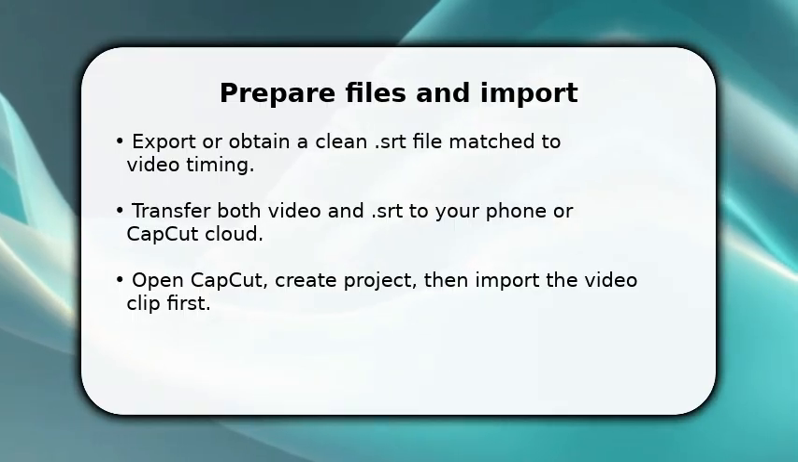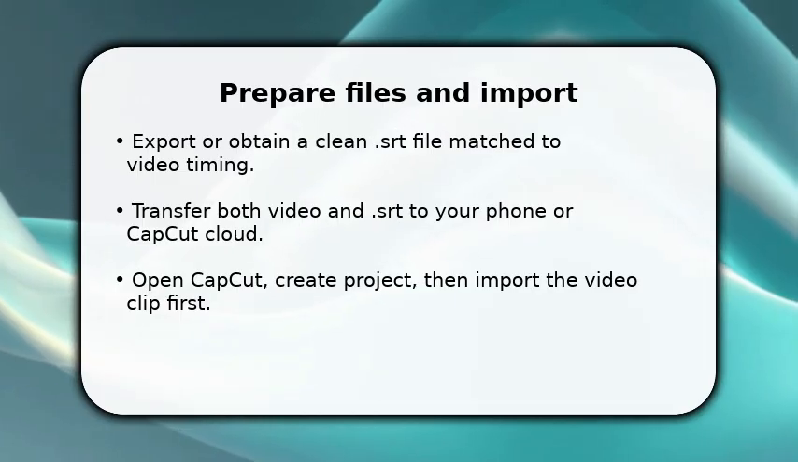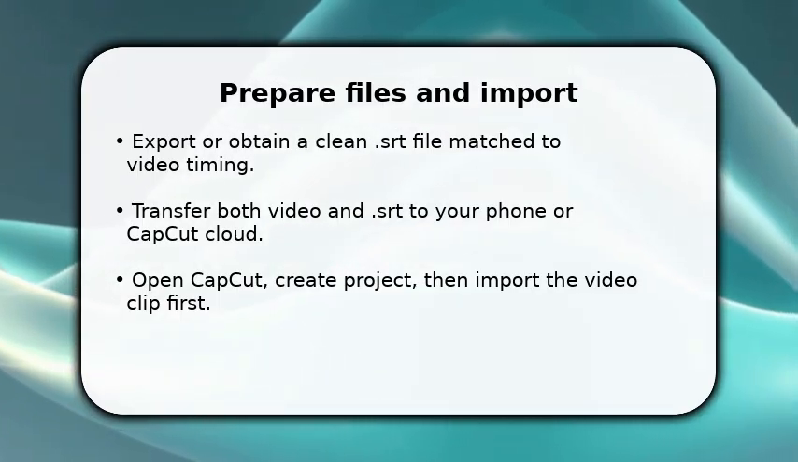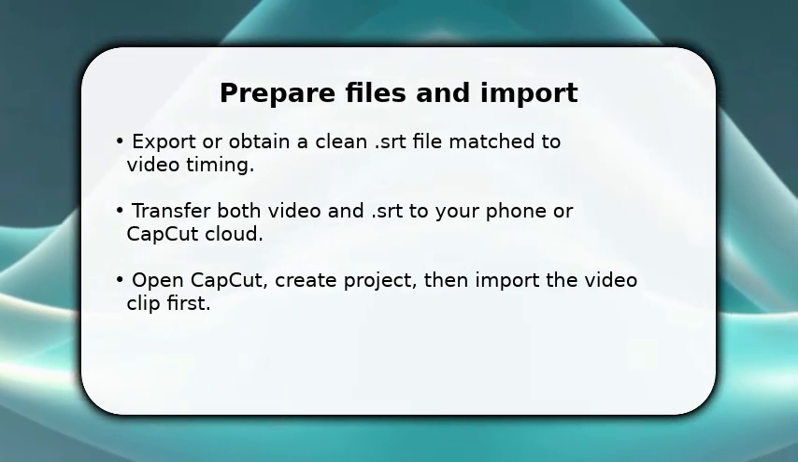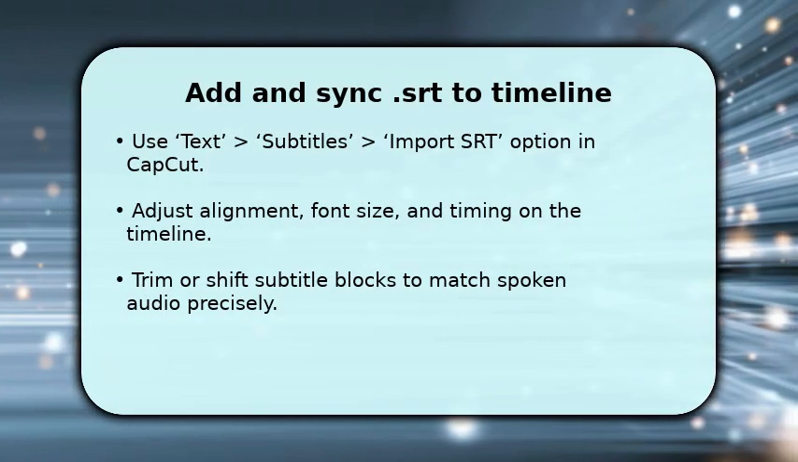Once done, place the video on the timeline and keep the project saved. This immediate sequence prevents syncing errors and makes the subtitle file available in the next step. Now import the SRT via text subtitles. Import SRT. CapCut will generate subtitle layers automatically.